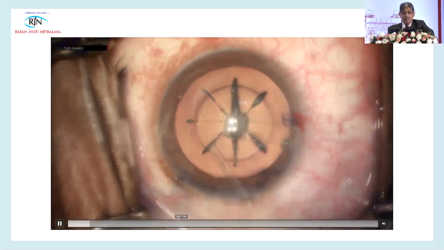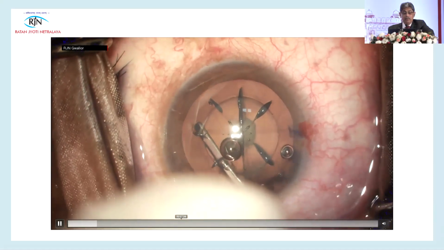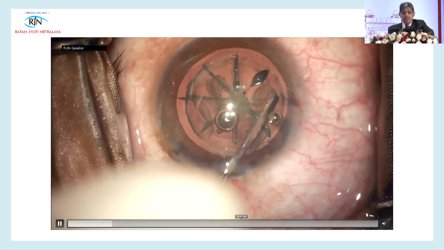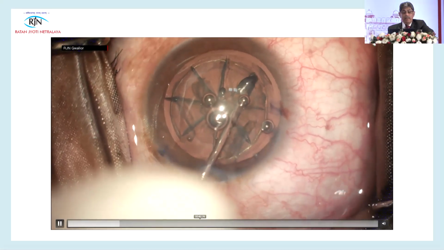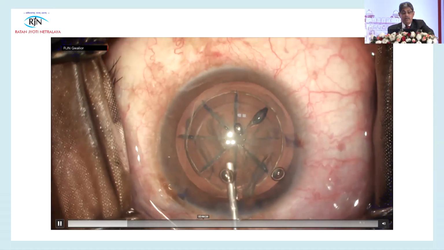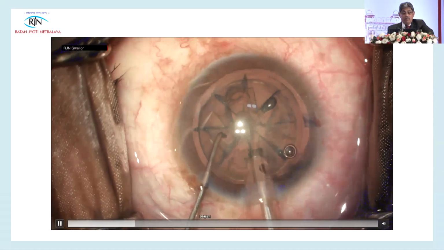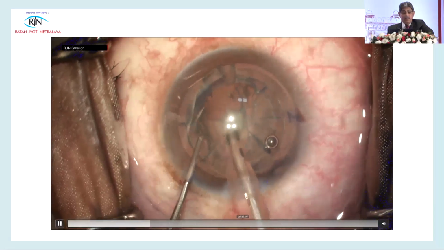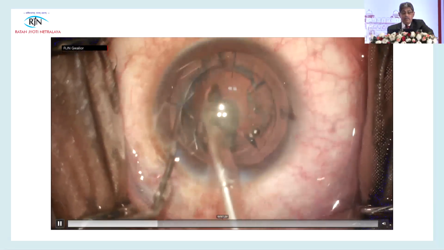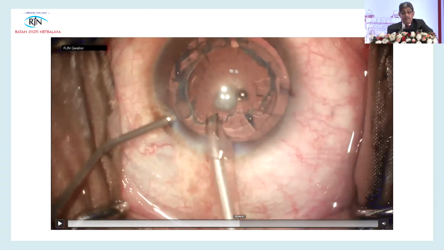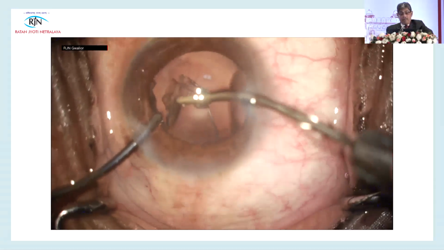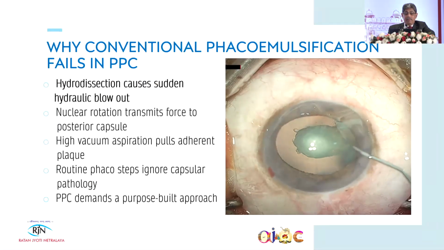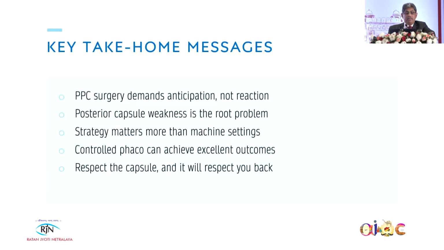Just one last video, and hydrodelineation, similar thing. So this helps us in the nucleus debulking in the center, and the central piece is removed with the phaco, and after this, friends, sometimes we can land up in a PC rent in these cases.